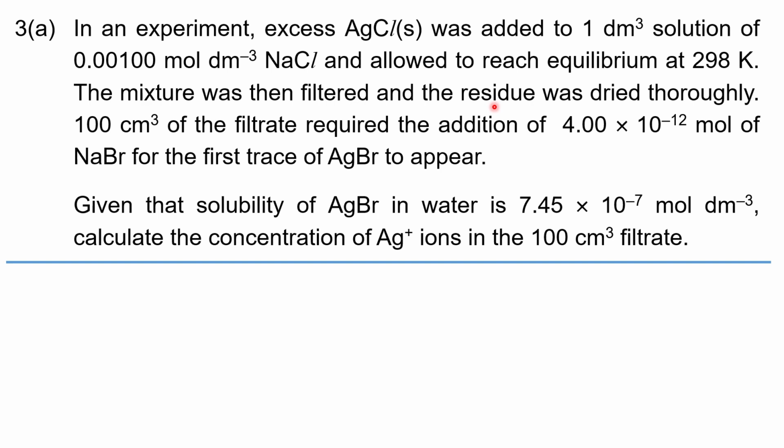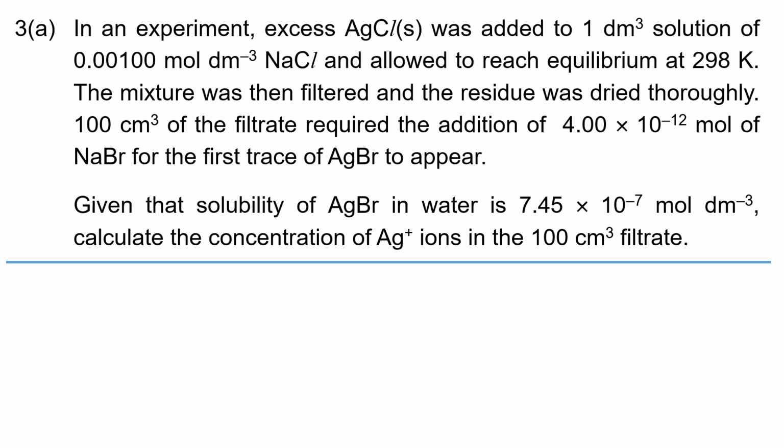Now, after that, what happened to this filtrate? 100 cm cube of this filtrate was taken, and you need to add 4 times 10 minus 12 moles of your sodium bromide for the first trace of AgBr to appear. Given that the solubility of your AgBr in water is this value, calculate the concentration of your silver ions in 100 cm cube of the filtrate.